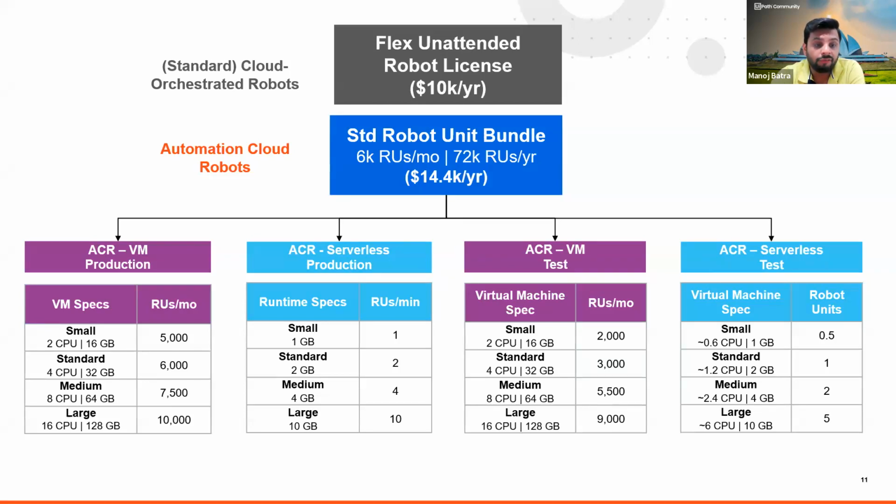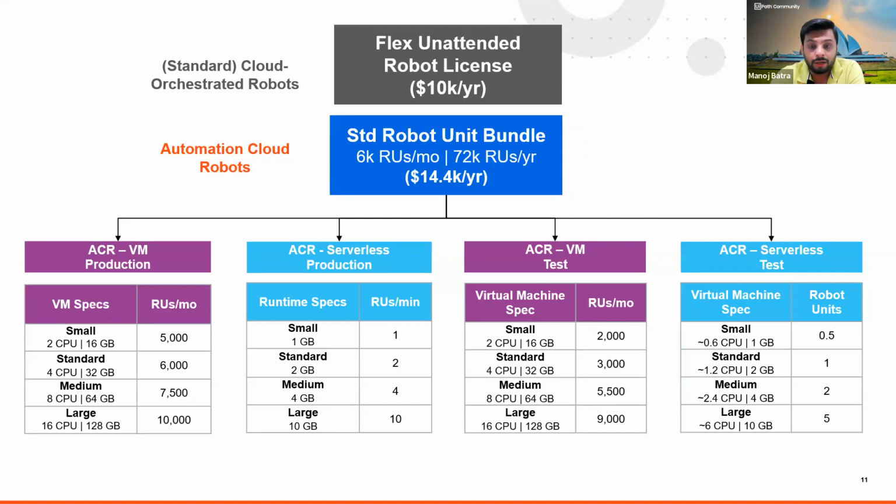Similarly, for ACR serverless production, small is just 1 unit per execution. Standard is 2. Medium is 4. And large is 10. For the test environment, it is a bit cheaper. Same specs with small, whereas for production it was 5,000, but for ACR test you just need to pay 2,000. Similarly for standard it is 3,000, medium is 5.5K, and large is 9K.